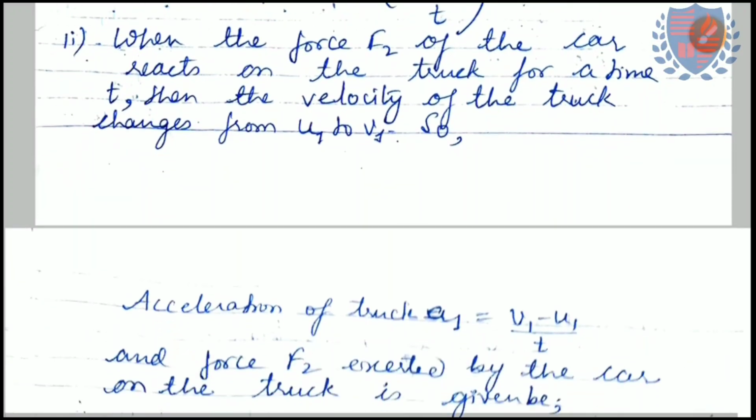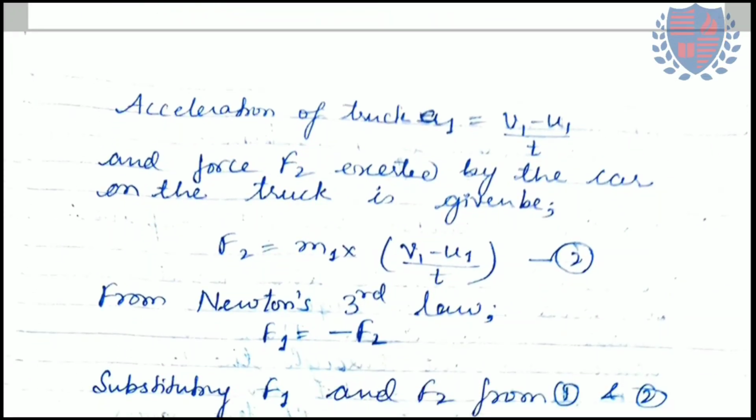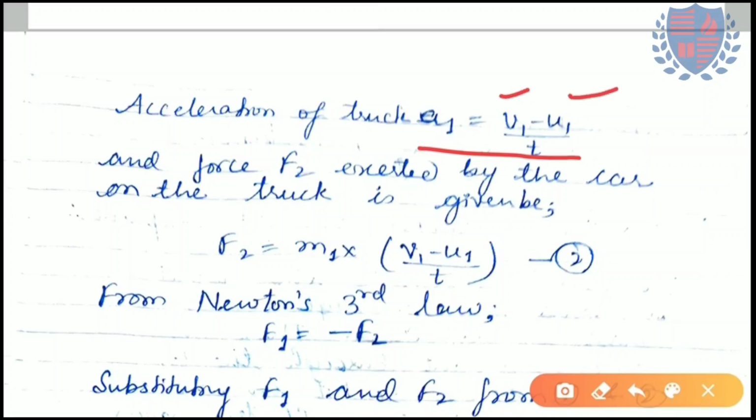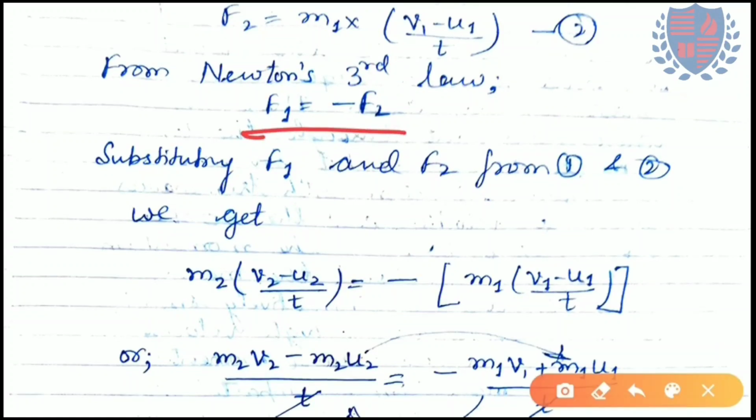Now let us see the second case. The force F2 of the car reacts on the truck for a short time. Then the velocity of the truck changes from u1 to v1. So the acceleration of the truck will be (v1 minus u1) by t, final velocity minus initial velocity by time. So F2 will be m1 times (v1 minus u1) divided by t. From Newton's third law, forces are equal and opposite. So F1 is equal to F2, but due to opposite direction it will be minus F2.